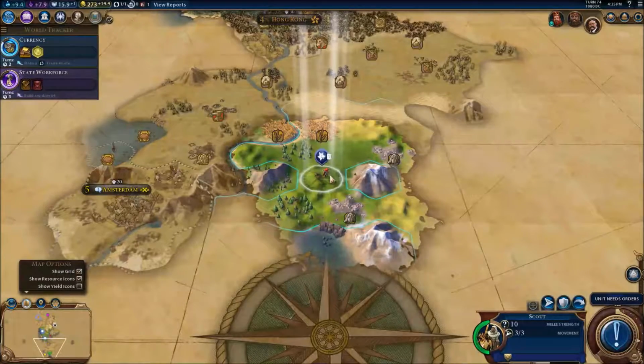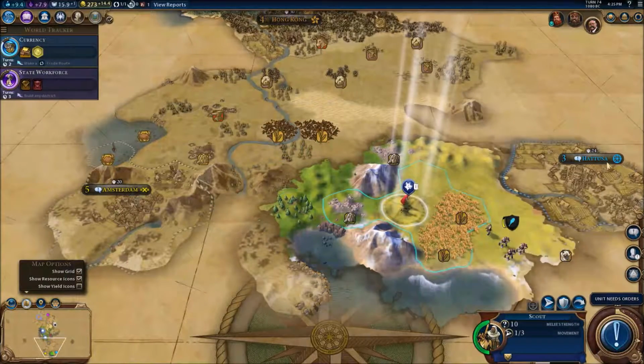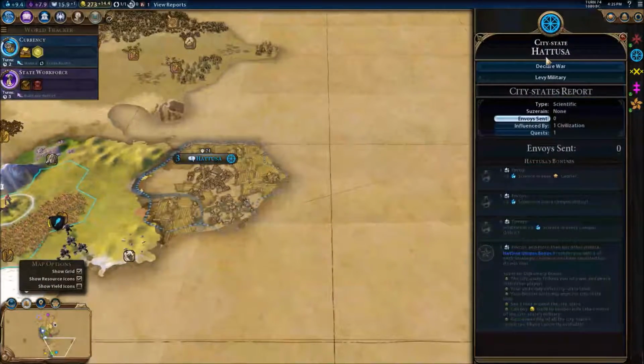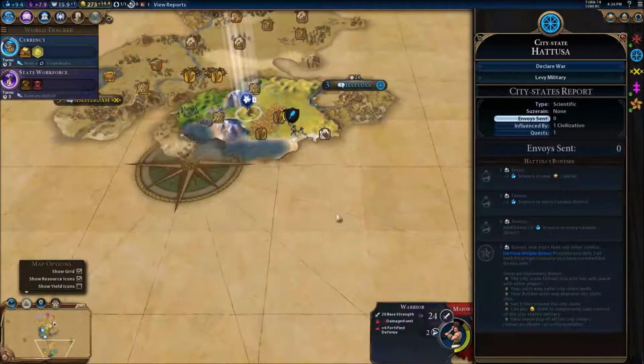Now, admittedly, I am being a bit slow. As I said, this is more of a feel-around campaign. Oh, in fact, we found another city-state, Hattusa. They've got a science, so they're kind of an advanced science city-state, it looks like.